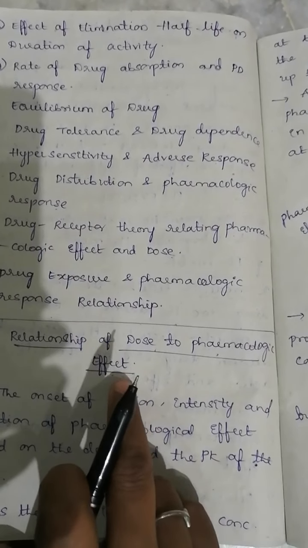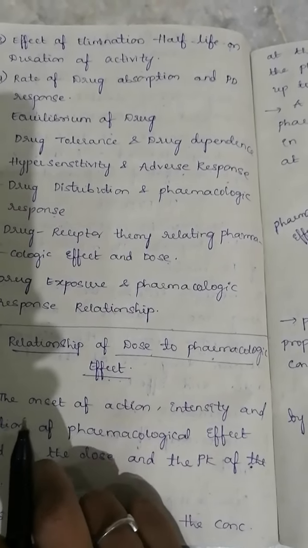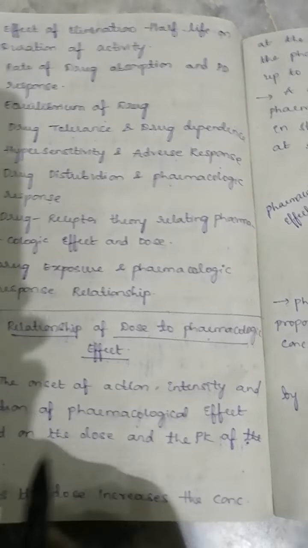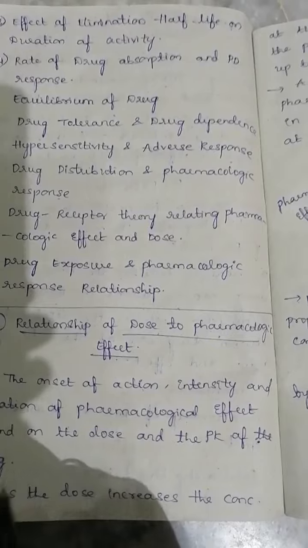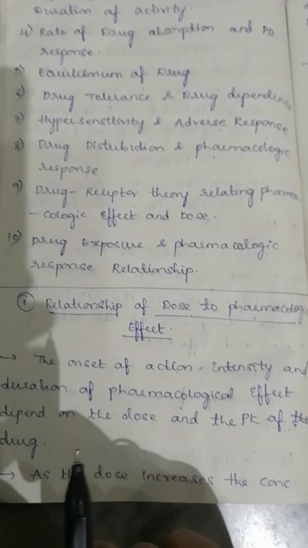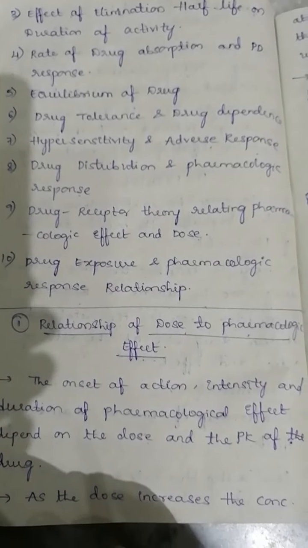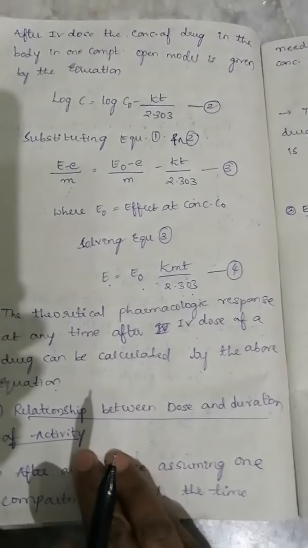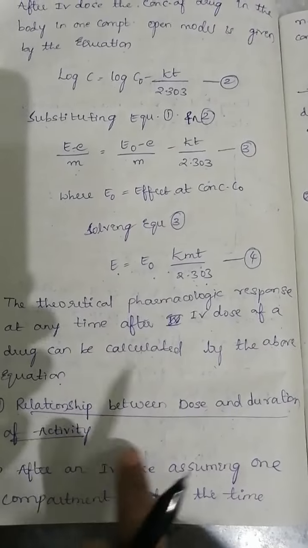So in simple terms you can say that as the dose increases, your pharmacological effect will be increasing. As your dose decreases, your pharmacological effect will be decreasing. So this is a simple point you have to remember. So this is about your first point, that is relationship of dose to pharmacological effect. The second one is relationship between dose and duration of activity.